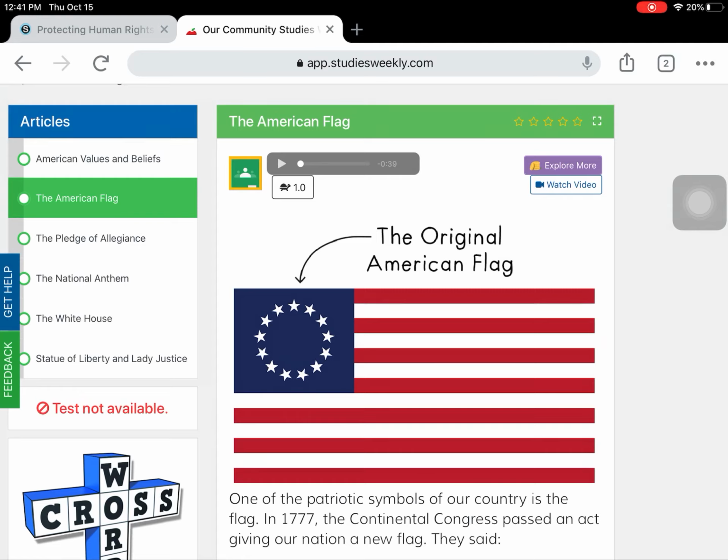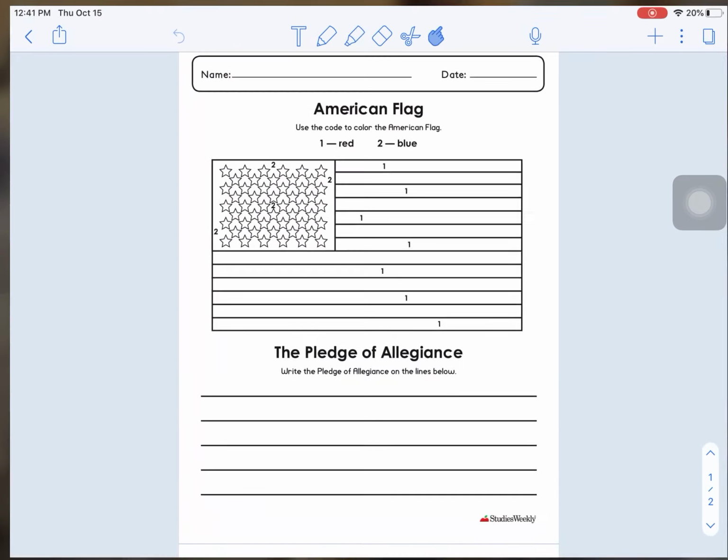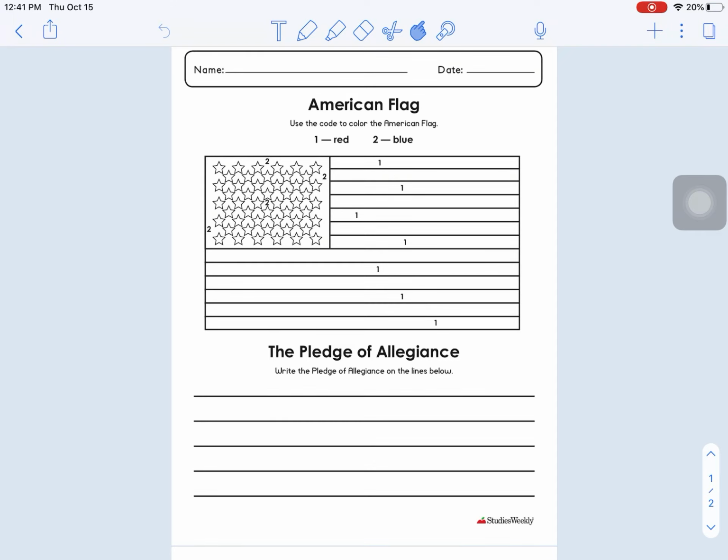When you are done with your readings and done watching your videos, you are going to be asked to complete this page here, American flag. You're going to get to color a little bit, and you will also get to see how well you know the words of the Pledge of Allegiance. So this can be done on paper, or it can be done right on your iPad in Notability. You can change your colors by hitting our pencil and then changing my colors here. And then I just follow my color coding here. So number 1 is going to be red.